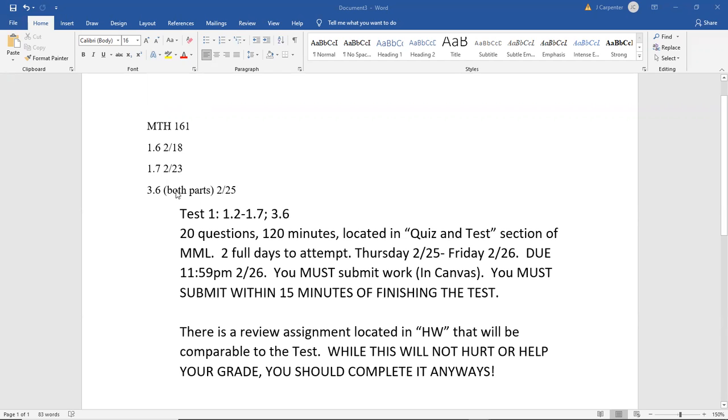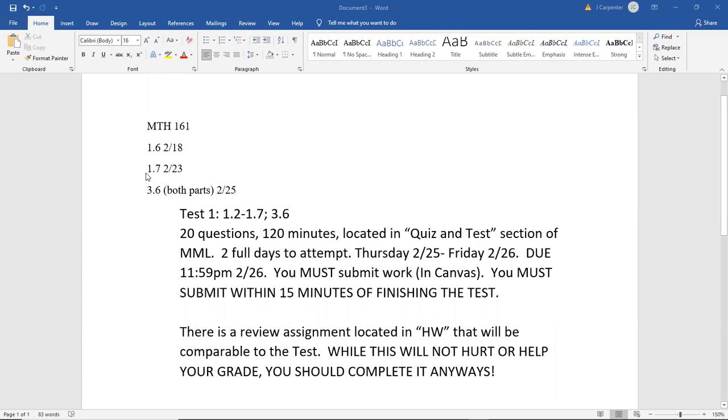And I do believe I mentioned last time that I was going to have the due dates for 3.6 be the same because it really is one section. I still am not sure why someone split it up and I have no control over that. But either way, both parts of 3.6 will be due on the 25th.